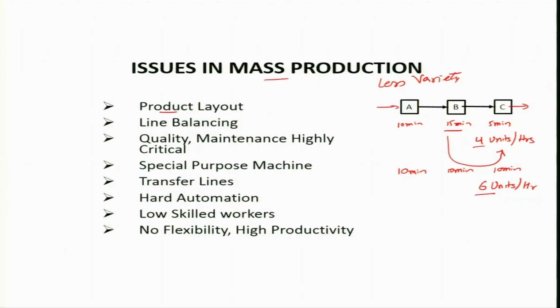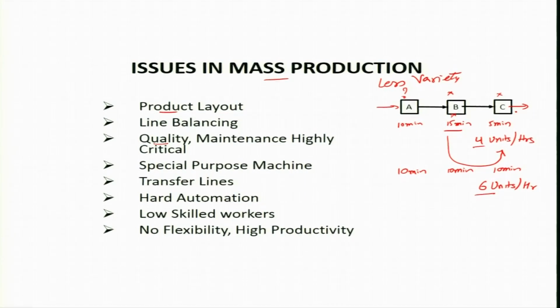The third important thing, which is very critical in a mass production system: all the processes are connected end to end, and that is why quality is very important. If for some reason machine A is not able to produce the desired quality, B and C will also come to a standstill. They will not be able to produce any product. Similarly, if machine B is under breakdown, the whole line will not be able to produce anything.